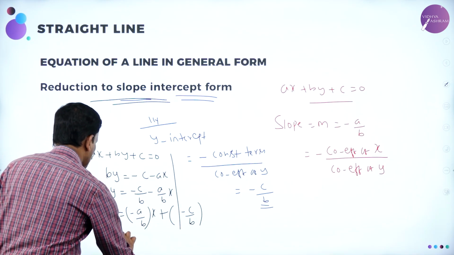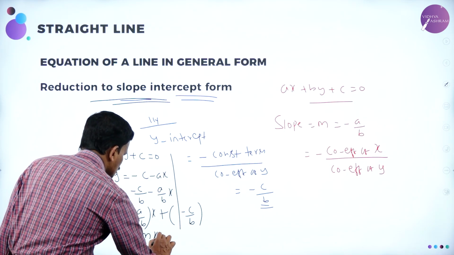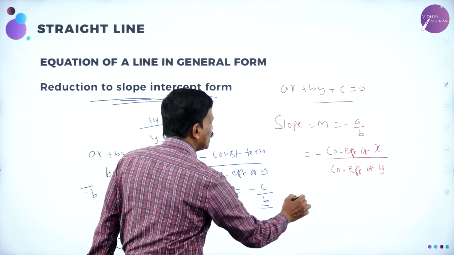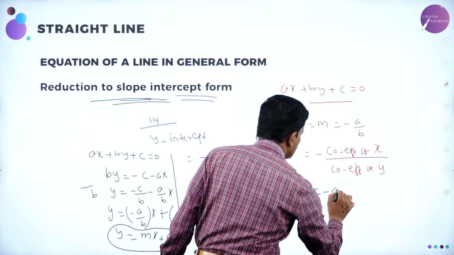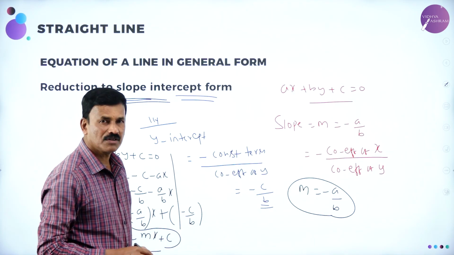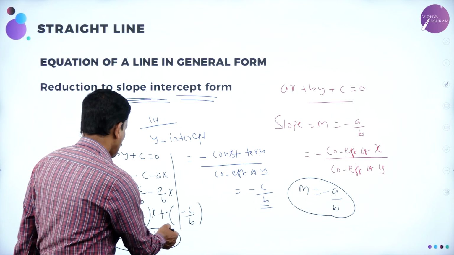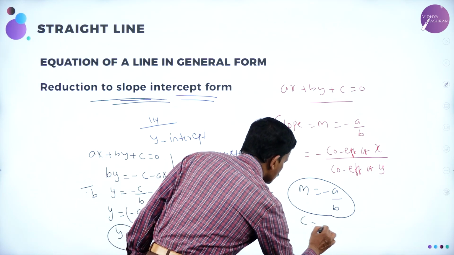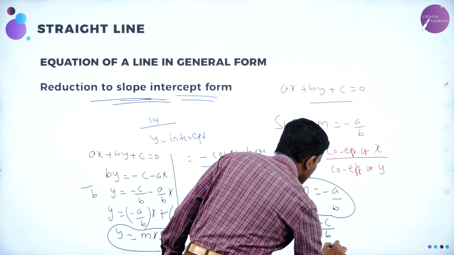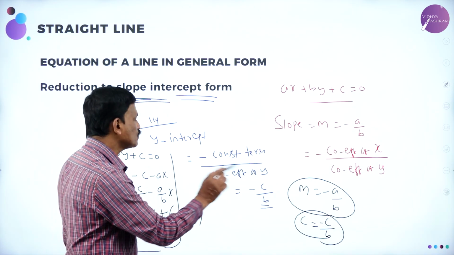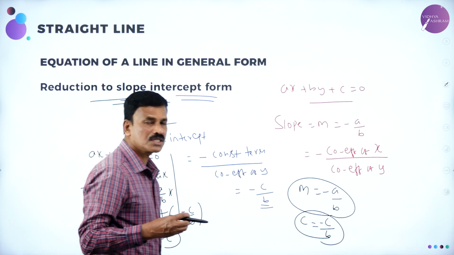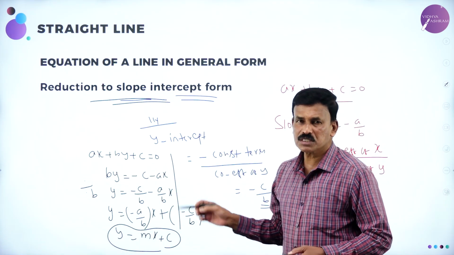So this is of the form y is equal to mx plus c. Therefore the slope m is equal to minus a by b, that is nothing but minus coefficient of x divided by coefficient of y. And the y-intercept c is equal to minus c by b, that is nothing but the constant term divided by coefficient of y. So this is how we reduce the given equation to slope-intercept form.